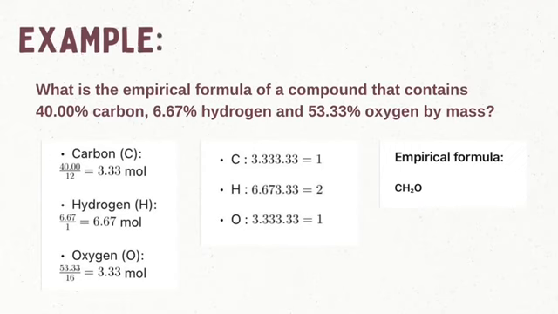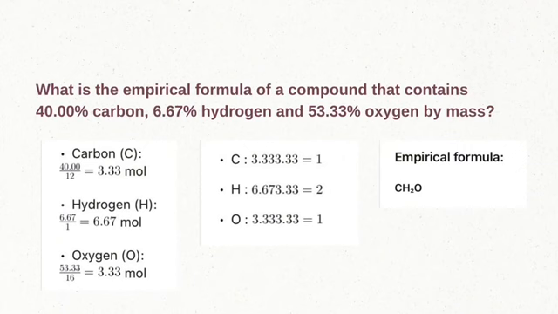To find the empirical formula of a compound containing 40% carbon, 6.67% hydrogen, and 53.33% oxygen, first convert the percentages to moles by dividing each by its atomic mass. This gives you 3.33 moles carbon, 6.67 moles hydrogen, and 3.33 moles oxygen. Let's simplify this into a whole number ratio by dividing each by the smallest value in the set, 3.33. This results in a ratio of 1 carbon to 2 hydrogen and 1 oxygen, establishing the empirical formula as CH2O.